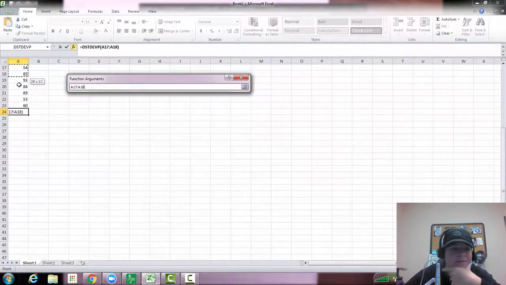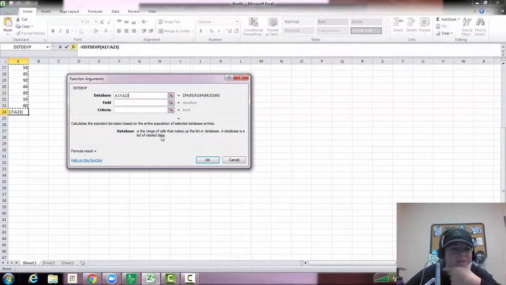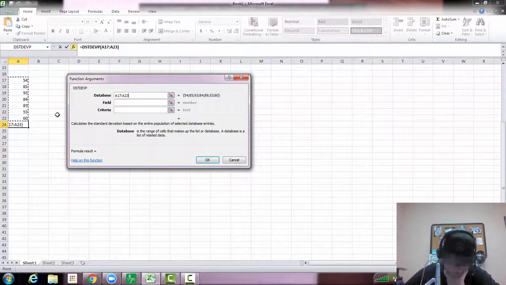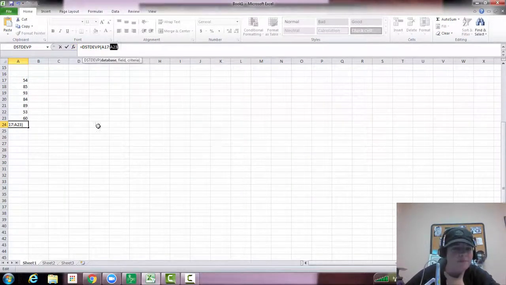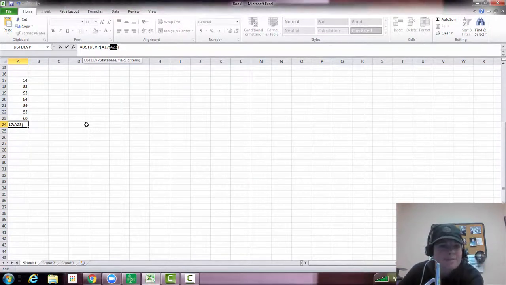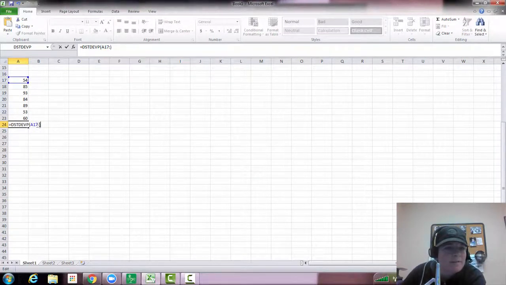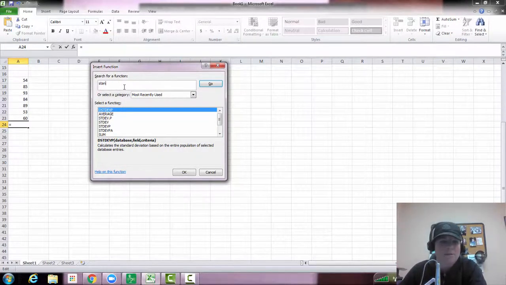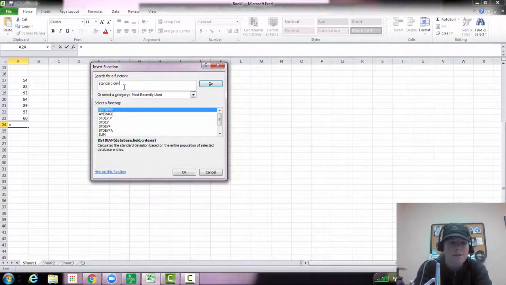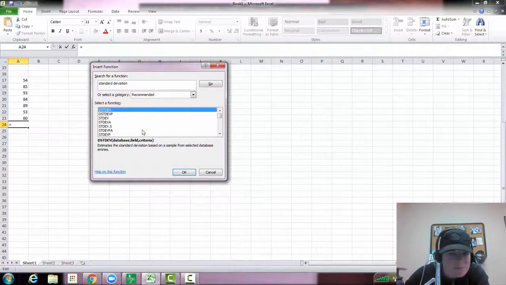Okay, and our database entries are these. Oops, I went too far. Oh well, it'll still do it. I must have done something. Oh, you know what? I think I clicked the wrong one. So let's try it again. Standard deviation. It's hard when they give you so many different things. It's almost easier on the graphing calculator.